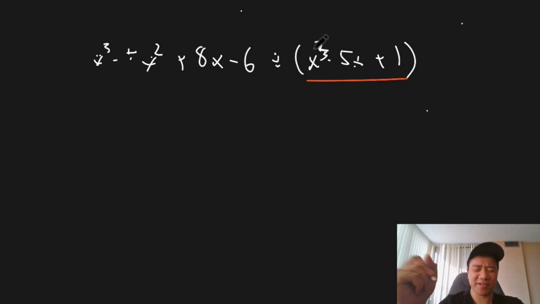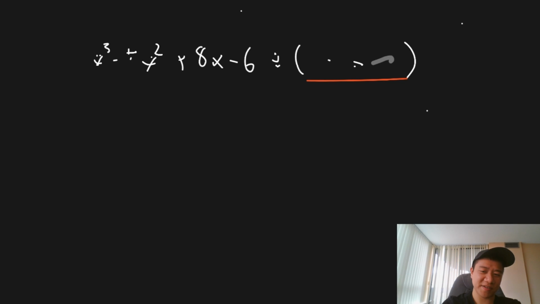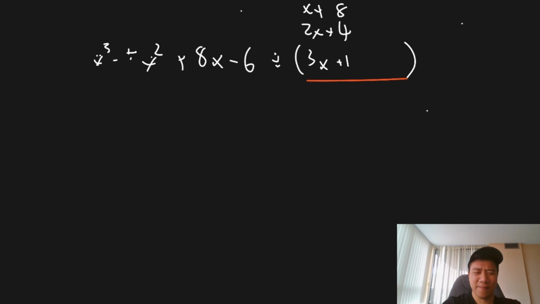You can use long division for this. Long division will work for any case, but you can't use synthetic. So synthetic division will only work if your divisor is degree 1, so stuff like 3x plus 1, or 2x minus 4, x plus 8, 10x minus 1000. Sure, why not? Synthetic division works for all the cases where it's degree 1, but not if it's degree 2 or more. So yeah.